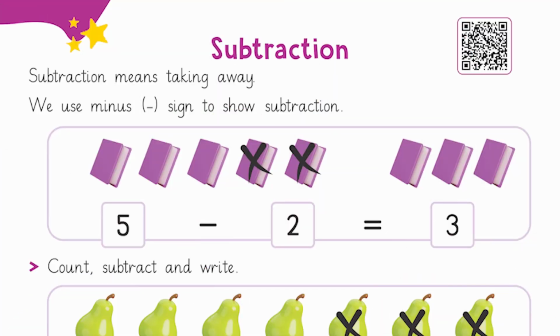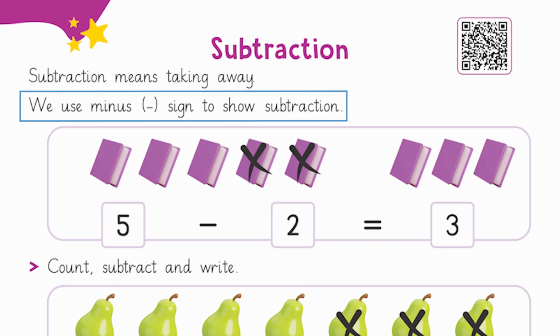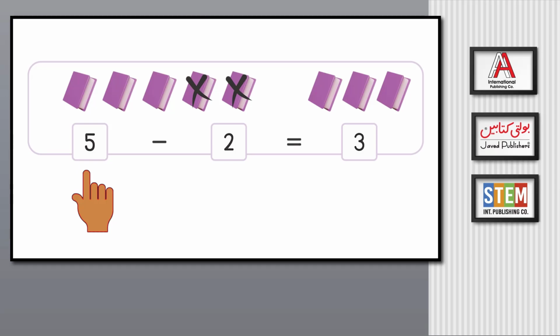So my dear kids, this is our book's page which is saying subtraction means taking away. We use the minus sign to show subtraction. Just as we used a sign in addition, similarly we will use a sign in subtraction too, the minus sign. Okay, here we have 5 books and we cut down 2 books. So 5 minus 2, how many books are there? Yes, we are left with 3 books.